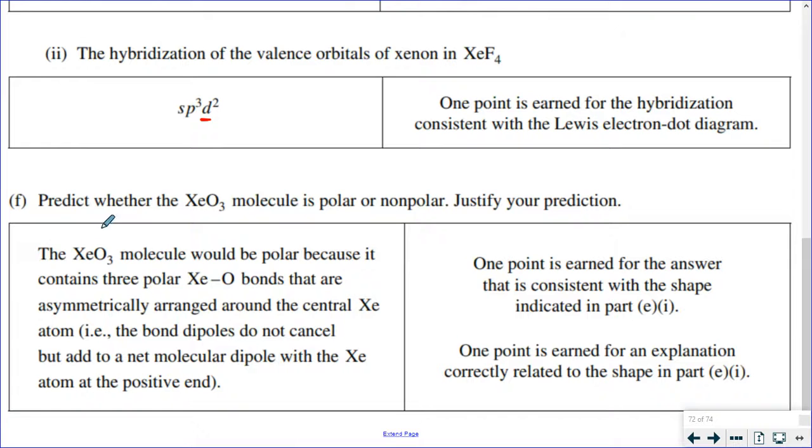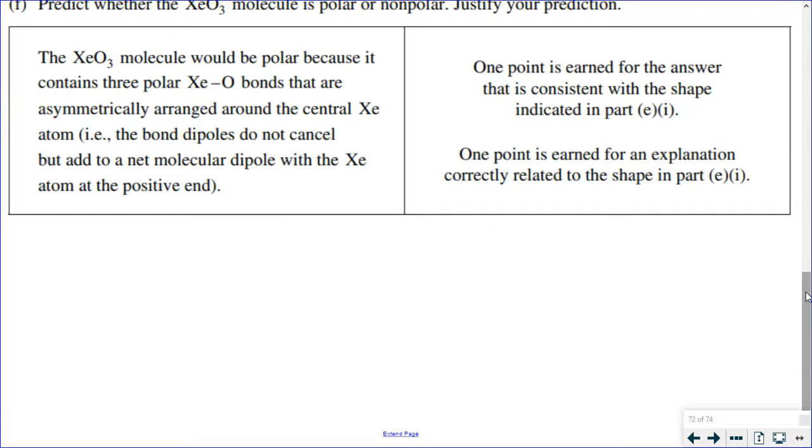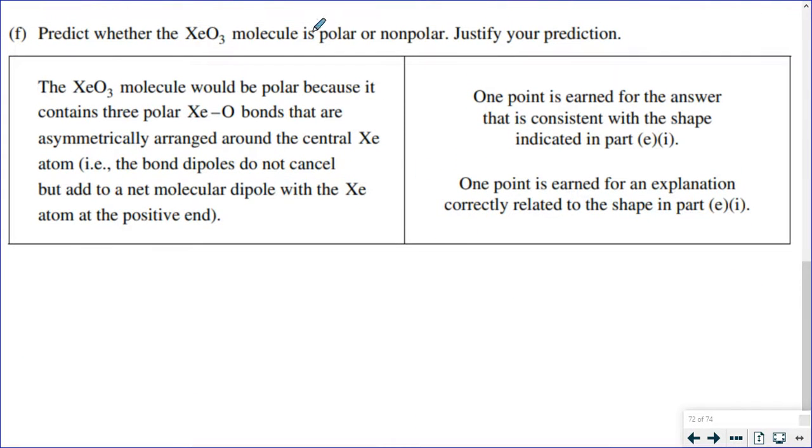Our last one, predict whether it's polar or nonpolar. I want to walk you through this one. This is a great one to write down and be ready on the test for justifying polar and nonpolar with this terminology. So if I was the grader on the test, this is what I would be looking for. The xenon trioxide molecule would be polar. Okay, they got that right. Because it contains 3 polar bonds, check. I'll be looking at this, that's good. That are asymmetrically, check, they've got it, I'm done, I gave them full points.